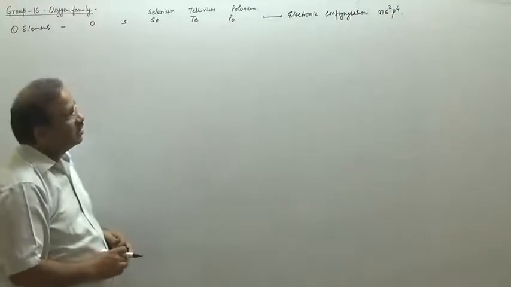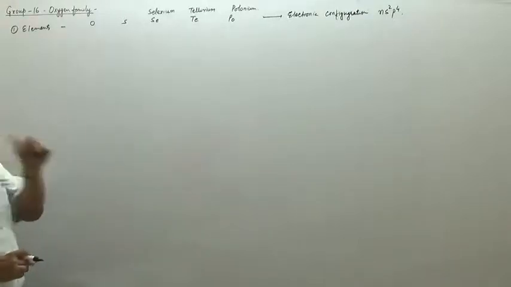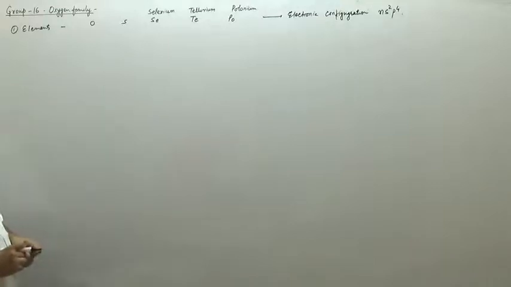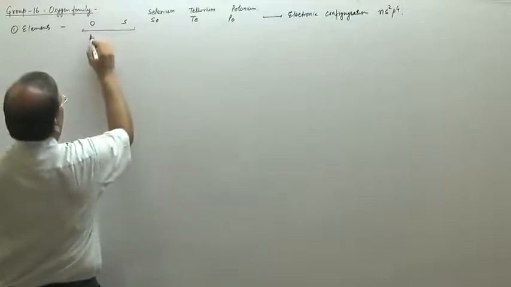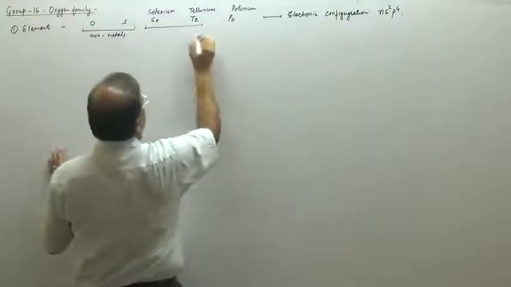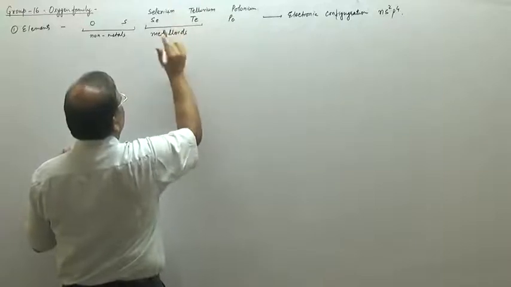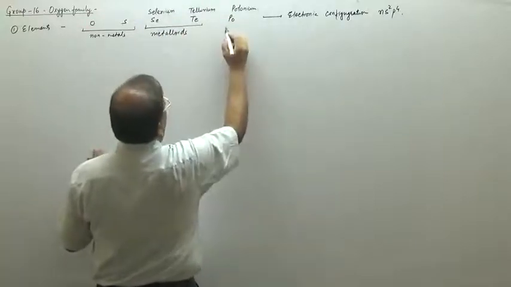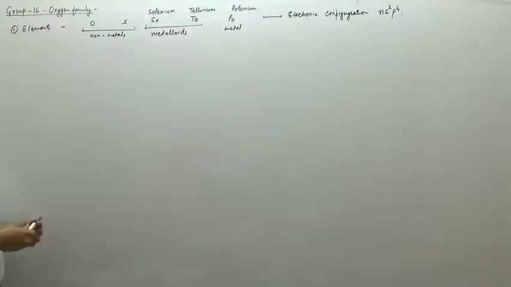So let us check the oxidation states on the basis of the electronic configuration. First, we'll check that these two are non-metals. These two are metalloids, and polonium is a metal. We used to say that this is the metal what we have, the polonium.